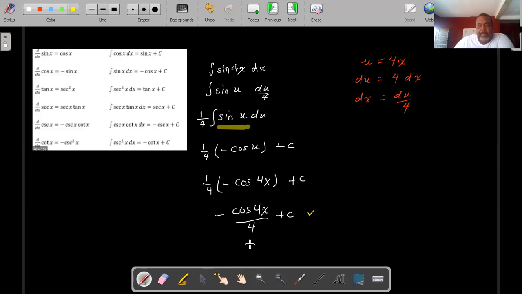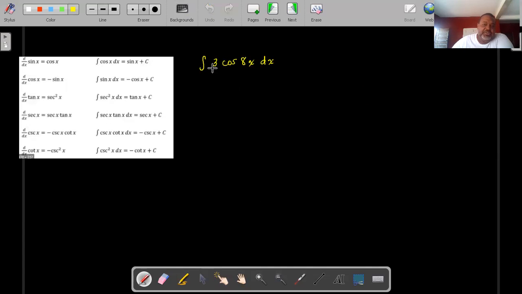Right? Let's try another one. All right, so we're looking at 3 cosine 8x dx. So what I'm going to try and substitute for is this right here, right? So I don't have a multi-angle, right? So u is equal to 8x. And when I differentiate that, which is du, I'm going to get 8 dx, hence dx then is equal to du over 8.